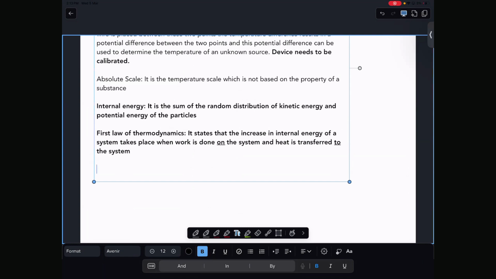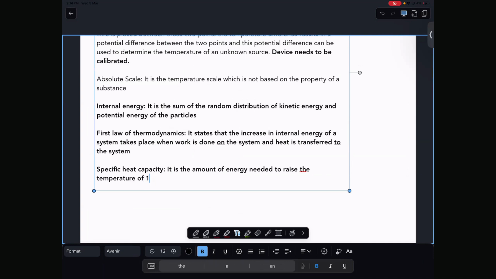Next, these are very generic ones, but let's look at specific heat capacity. It is the amount of energy needed to raise the temperature of 1 kg of substance by 1 degree Celsius or 1 Kelvin.